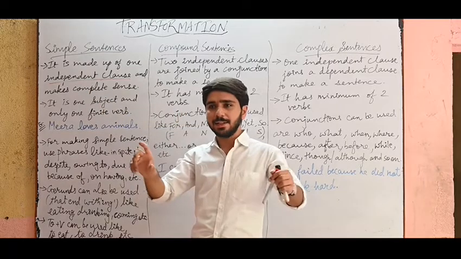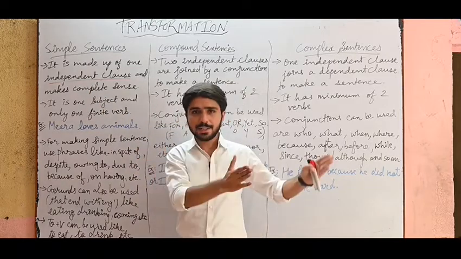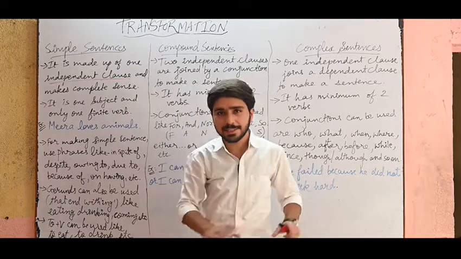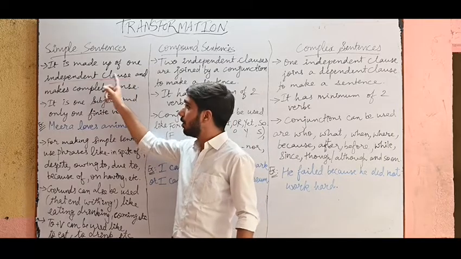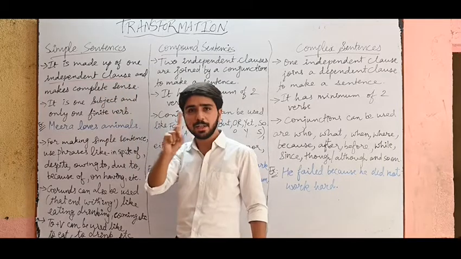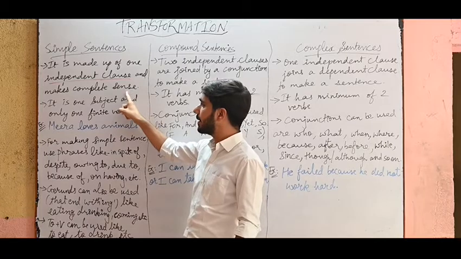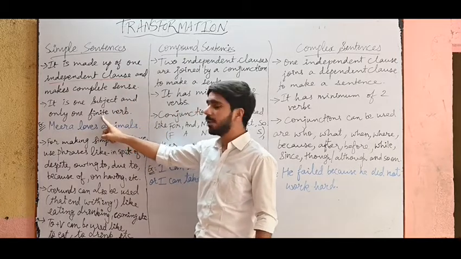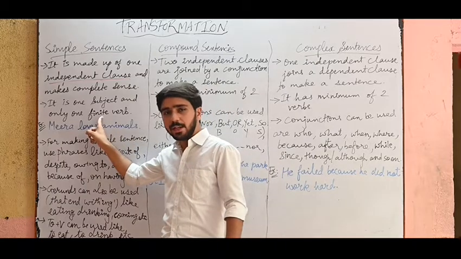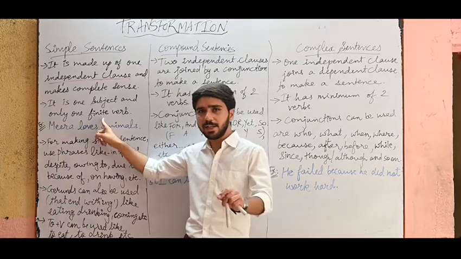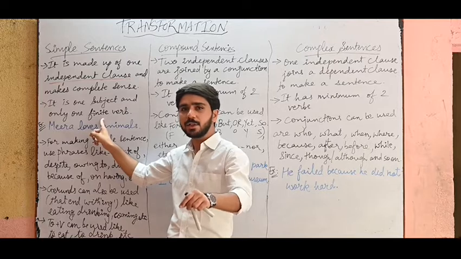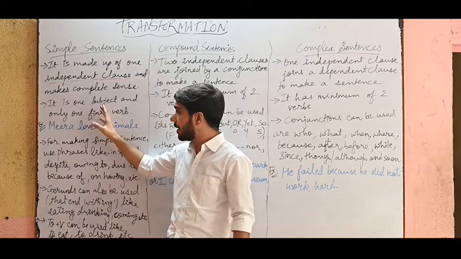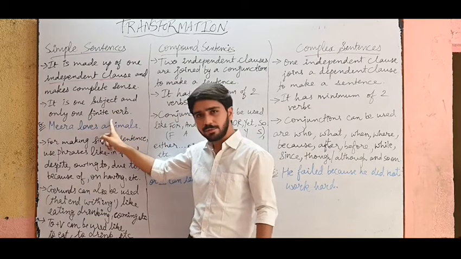If there is a sentence and I take out a part of the sentence, and if I write that alone, and it is meaningful, it makes its complete sense, that is called an independent clause. So a simple sentence is made up of only one independent clause and makes complete sense by itself. It has one subject and one finite verb. What is a finite verb? A finite verb means the verb which shows us the definite tense, like present tense, future tense, past tense. So the finite verb will tell you the tense. So in a simple sentence there is one subject and one finite verb.